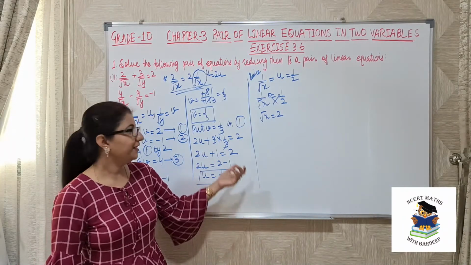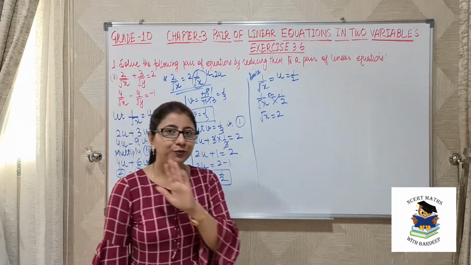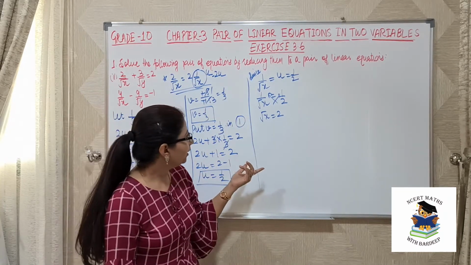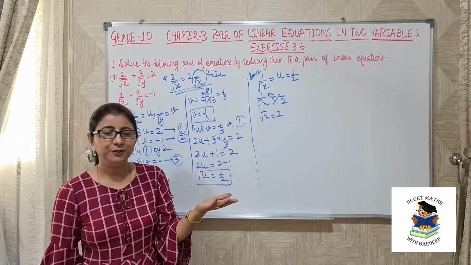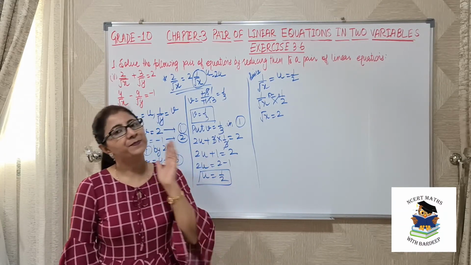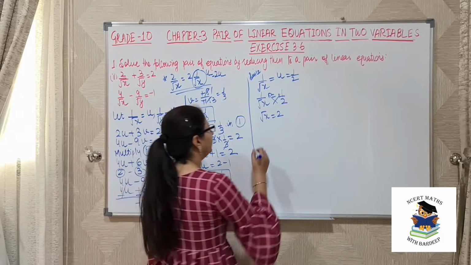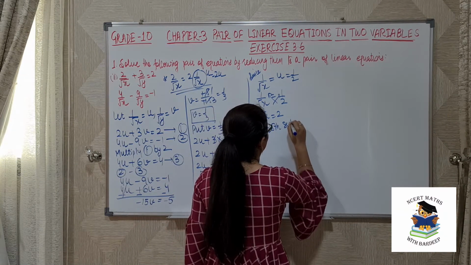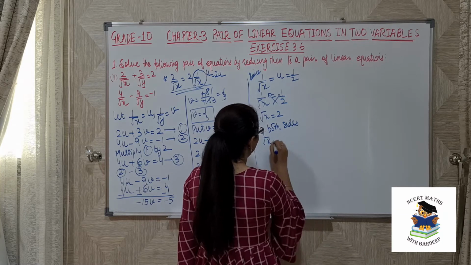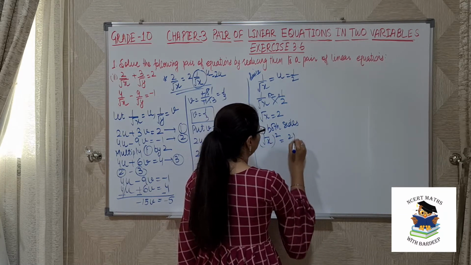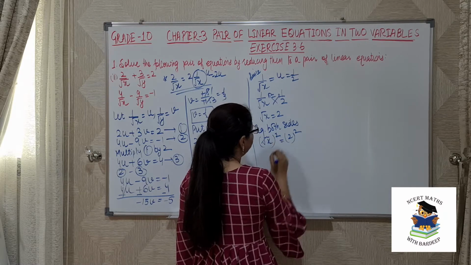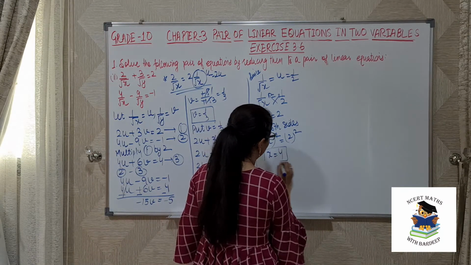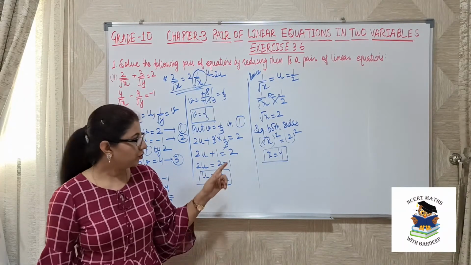So is this sufficient? No, because we need the value of x. This is the square root of x. So how to eliminate the square root? We will use the inverse operation. And what is the inverse of square root? Square. Okay, so we will square both sides. Square root of x whole square is equal to 2 square. Square root and square will be cancelled. So x is equal to 2 square, which is 4. Okay, so this is x.